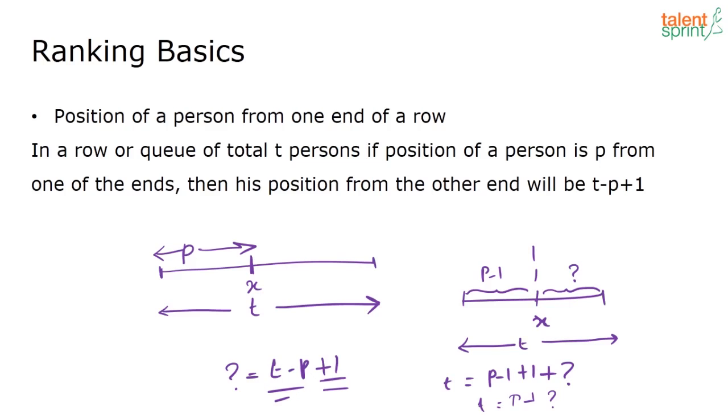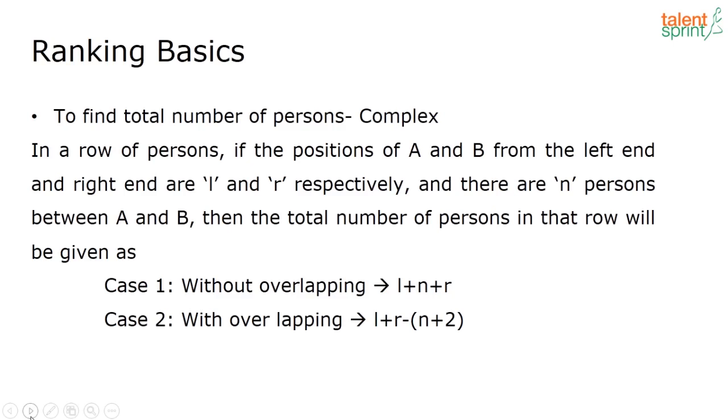So in a row, if there are totally t people and the position of a person from one of the ends is given as p, then his position from the other end will be t minus p plus 1. Again, if you remember these formulas, and the question is very direct, just by applying the formula you can arrive at the answer. Let's move on to the next one.